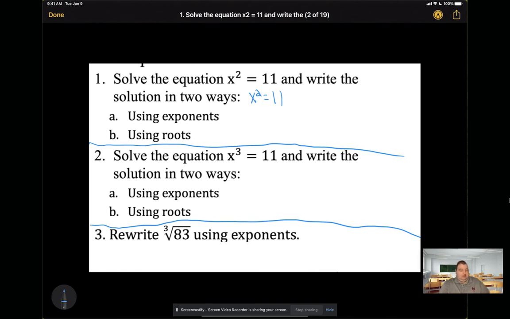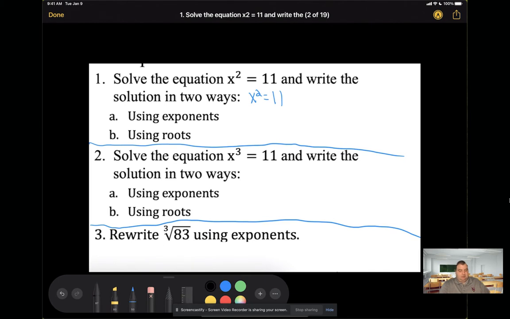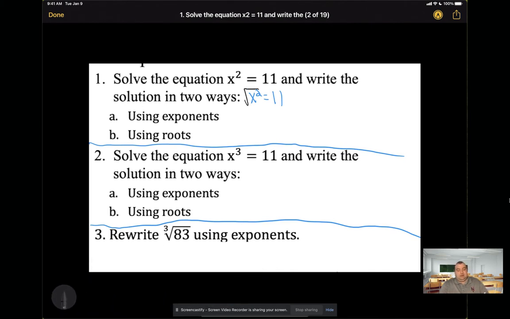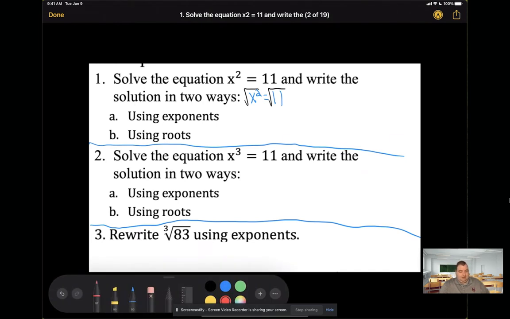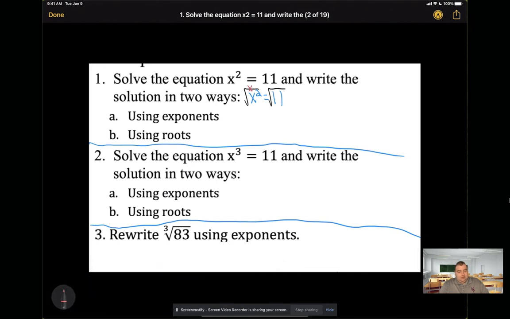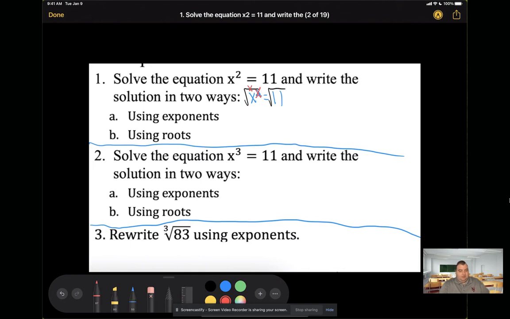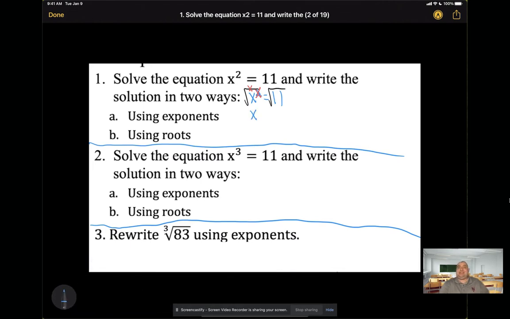With that in mind, if we were to solve the equation x squared equals 11, we would solve that by taking the square root of both sides. Why would we take the square root of both sides? Because square rooting and squaring are opposites of each other. Essentially, the square root cancels out the squared, and I'm left with x, which is exactly what I want.